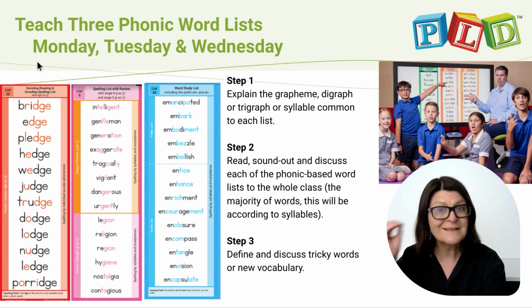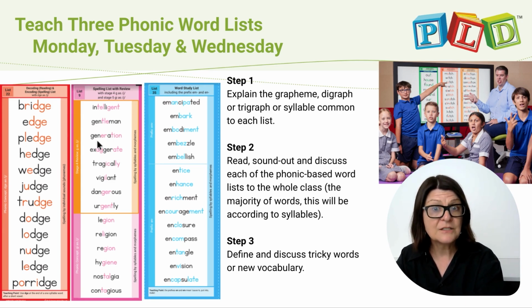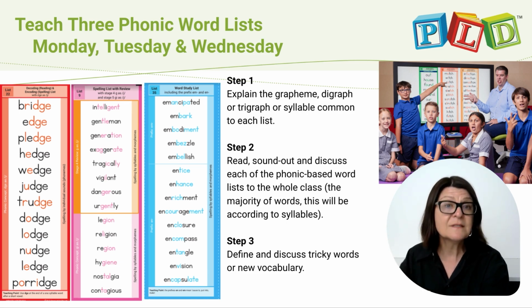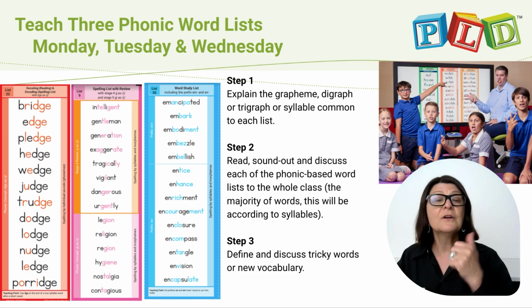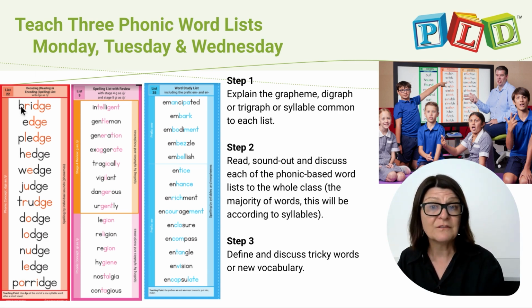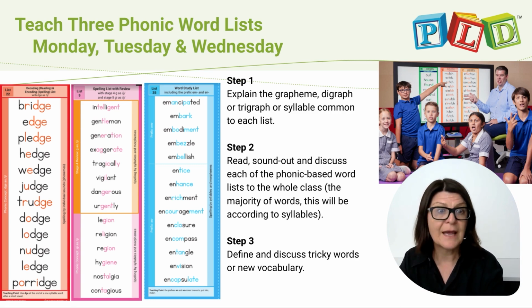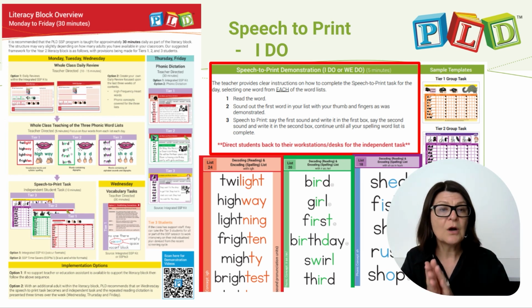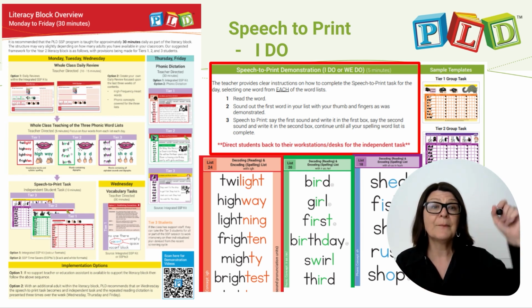It's important Monday, Tuesday, Wednesday that you explain and teach 4 words, 4 words and 4 words. You're going to explain what is the grapheme, what's the digraph, the trigraph, the syllable unit, the morpheme unit. You're going to sound out those words either in phonemes or in syllables. And for each of those 4 words, it's important to revise their vocabulary, particularly the tricky words. Speech to print, twilight, and then speak it, twi, and map it, light.